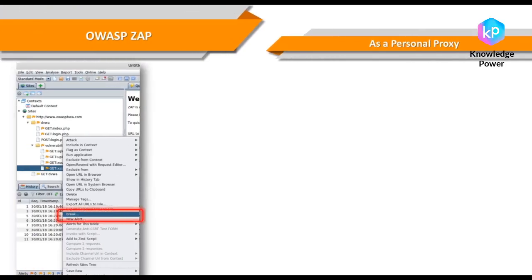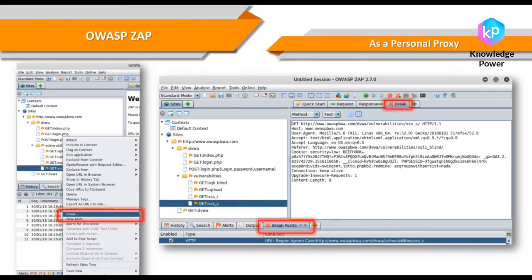As I said before, one of the main features of the Zed Attack Proxy is, not surprisingly, being a proxy. You can use it as a personal proxy to intercept and tamper with the HTTP and HTTPS traffic between the browser and the server. We have already seen a personal proxy by now, which is Burp Suite. And the interception feature of ZAP works a little differently from Burp Suite. So let's see how ZAP intercepts the traffic.